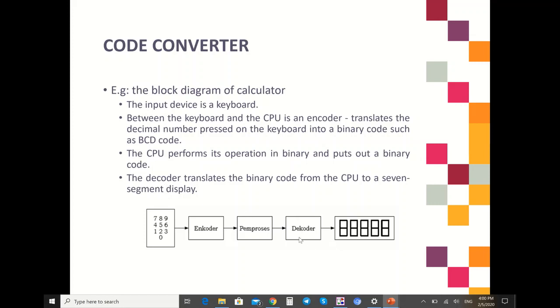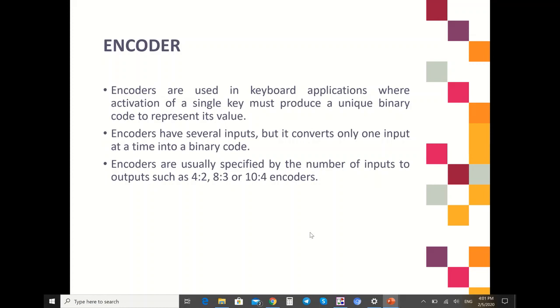The decoder is used to translate binary code to decimal number, which will be displayed on a 7 segment display. So this is an example of a 7 segment display. Meaning that you must remember the function of encoder and decoder. Encoder is used to translate from decimal to binary. Decoder is used to translate from binary to decimal. Okay, we start with the encoder.